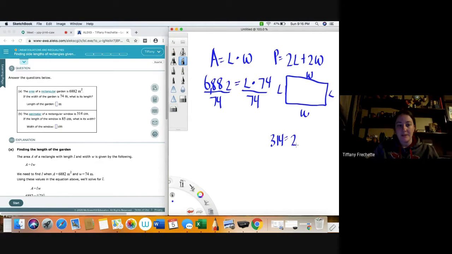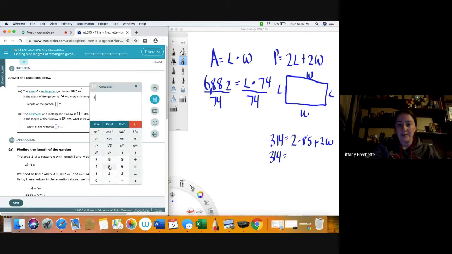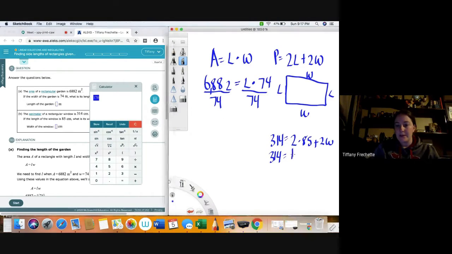And then 2 times, they tell us the length of the window is 85, and they ask us what the width is. So we have 2W left over. So then we go 314 equals, let's open our calculator back up. We have 85 times 2 equals, oops, I accidentally hit plus. Times 2 equals, so we get 170 plus 2W, and then we start working on solving for a variable.